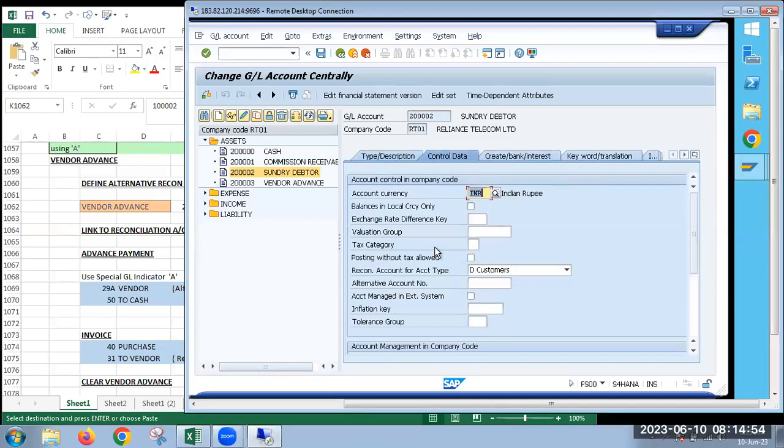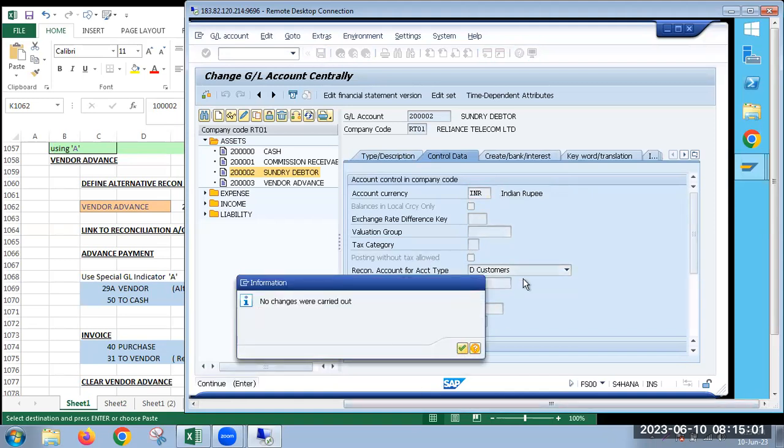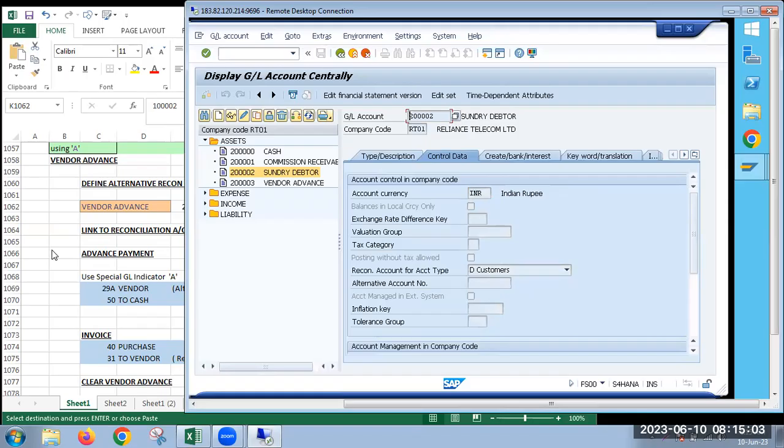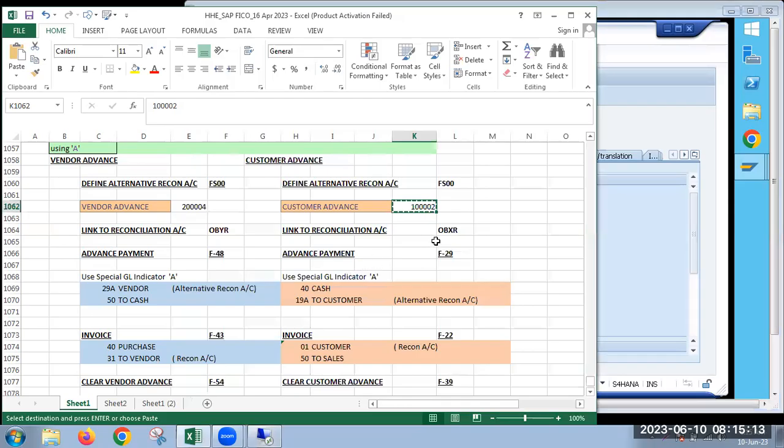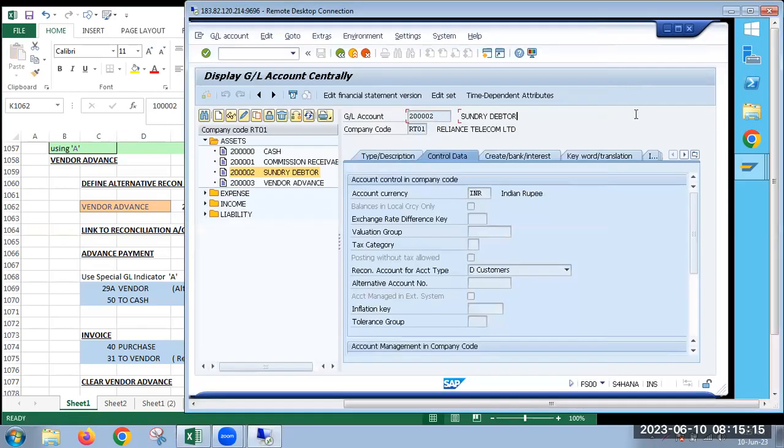This is what I just now said: in control data, we assigned it to the customers. This is what I'm talking about. Again, my question is, you have this account. How do you get the transactions to this account? Have you made any transaction manually to this 2002 account? No. Then how was it? That was my question specifically.